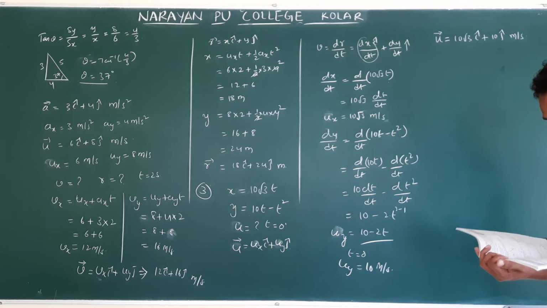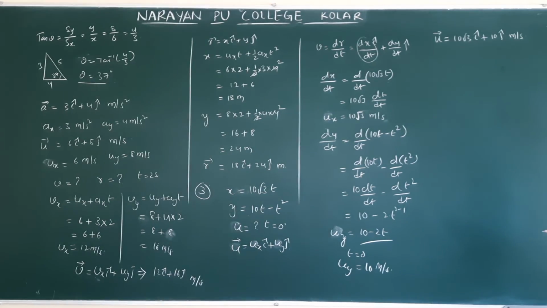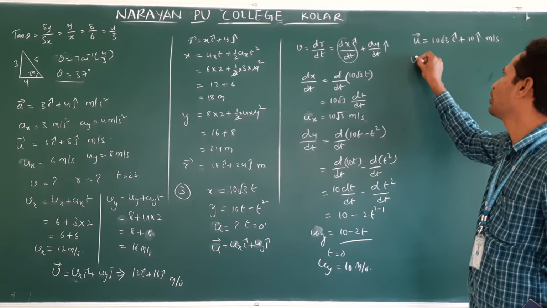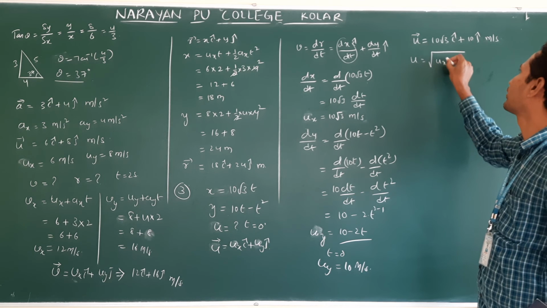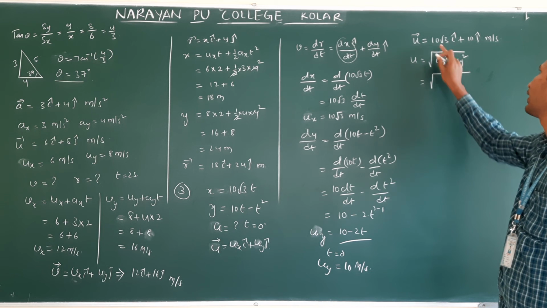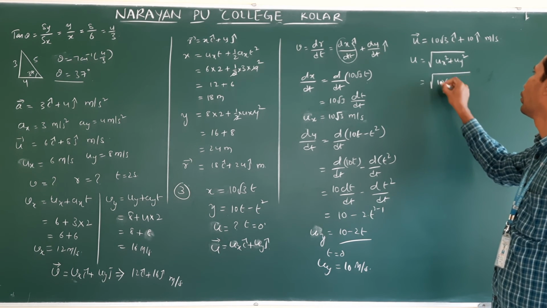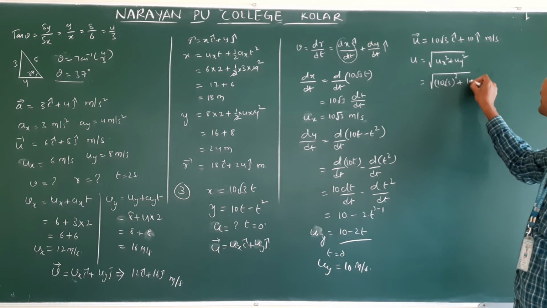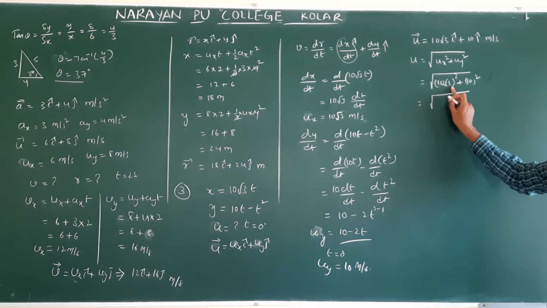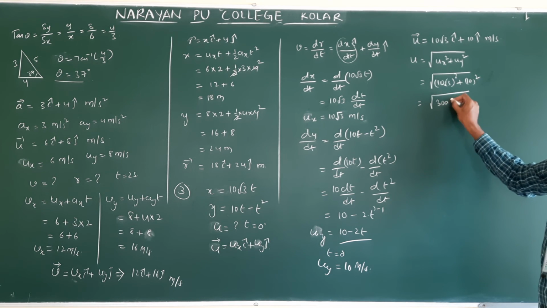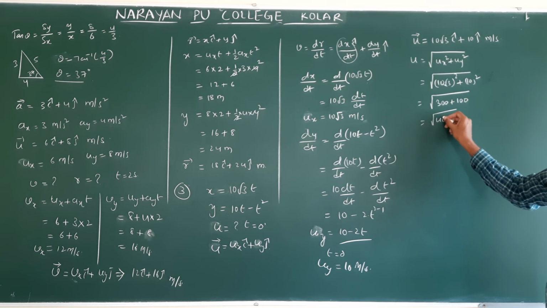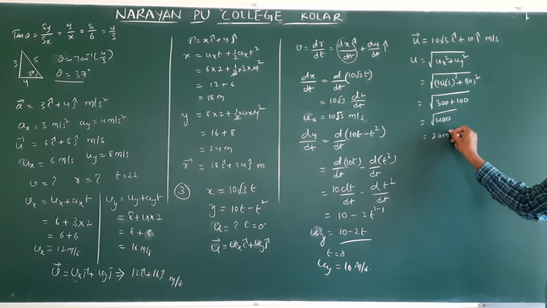Check. Yeah, we got that, and they calculated the magnitude also. How do you calculate the magnitude of u? Simply I am writing u is equal to root of ux square plus uy square. Then this is (10 root 3) whole square plus 10 square. This is 10 square 100, root 3 square 3, so 100 into 3, 300, plus 10 square 100. This is root 400. Root 400 is 20 meter per second.